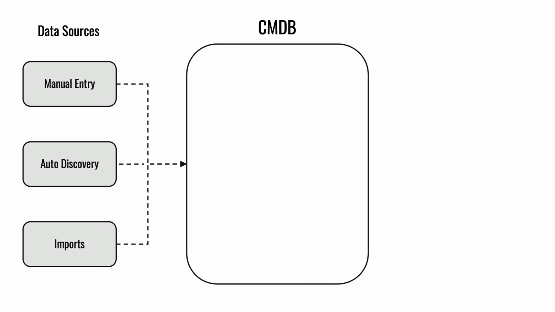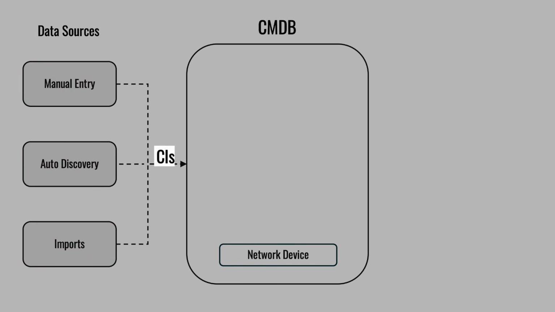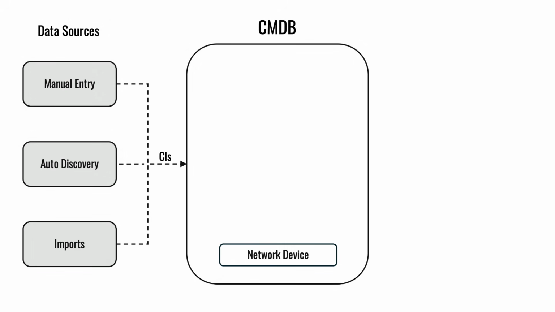Now, let's load some IT stuff. Auto discovery goes out and finds a network device. It loads it into the CMDB as a record. In CMDB language, that record is called a configuration item, or CI. So our network device is now a CI in the CMDB.